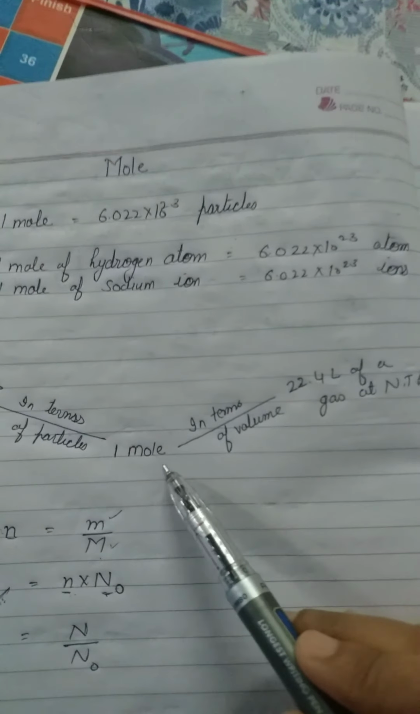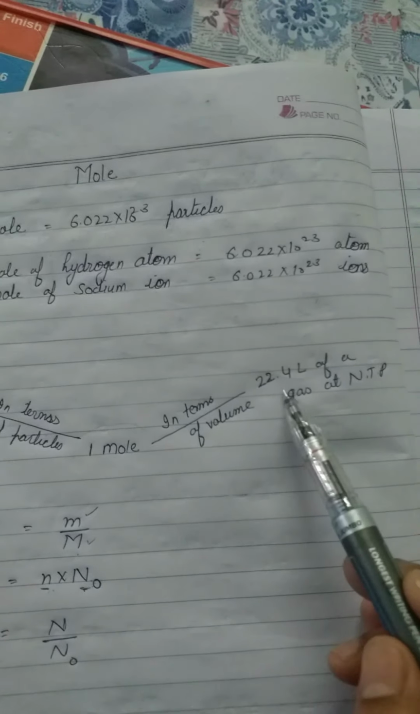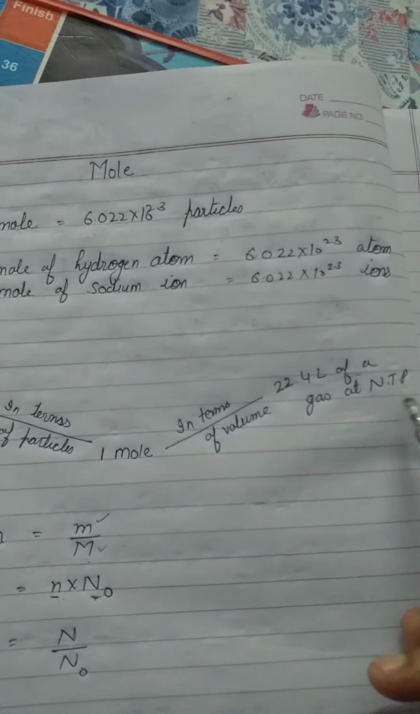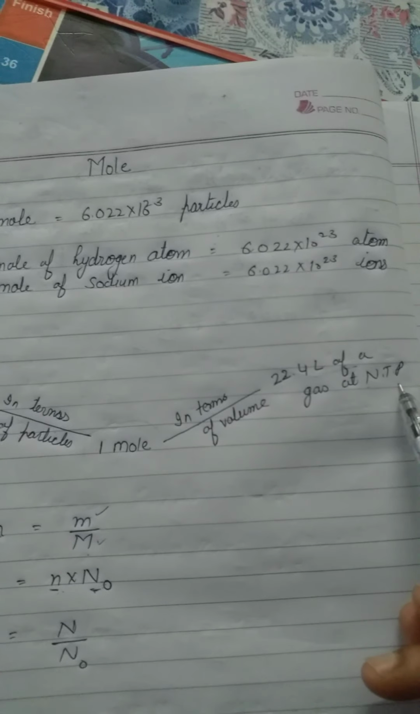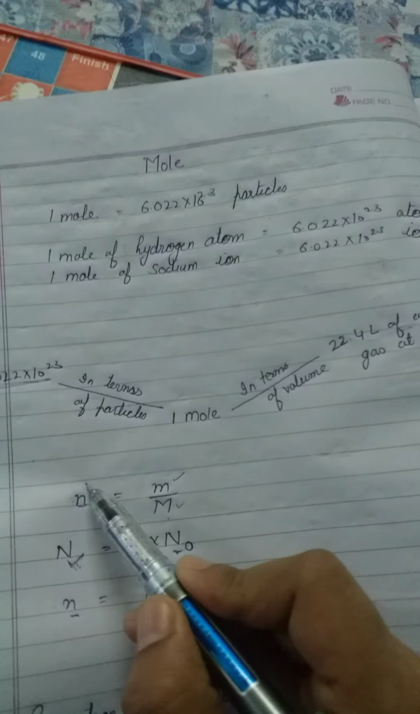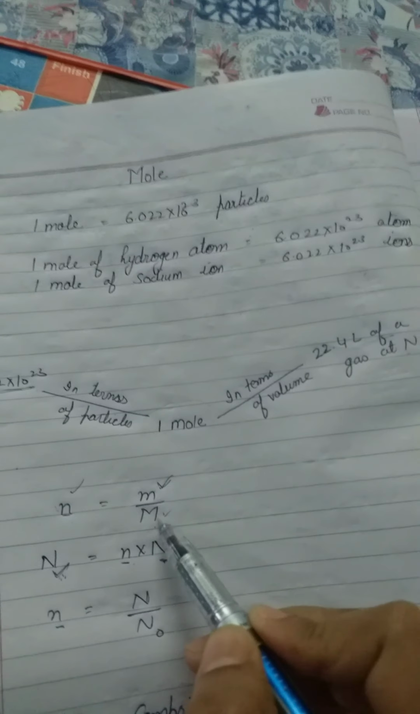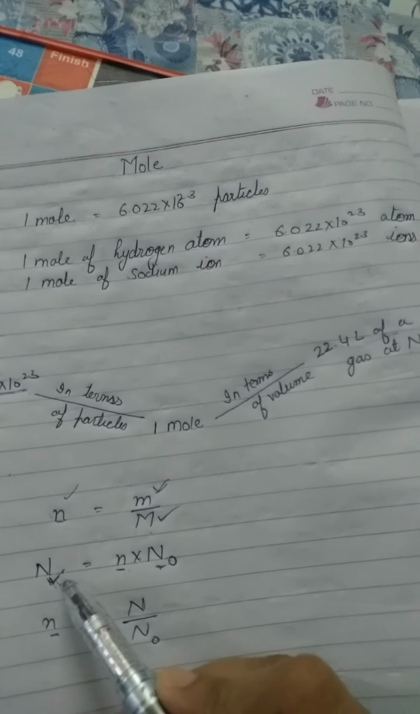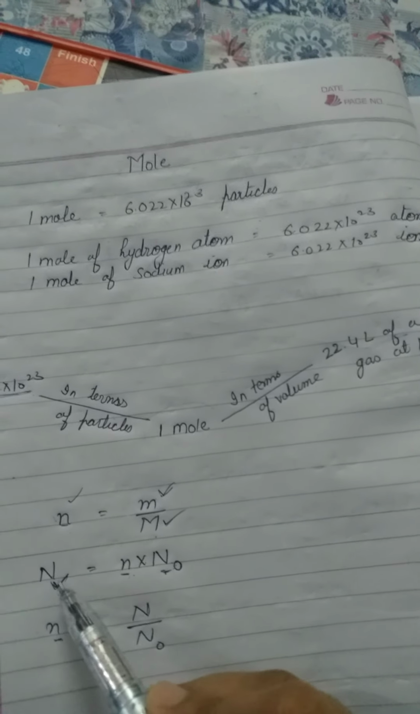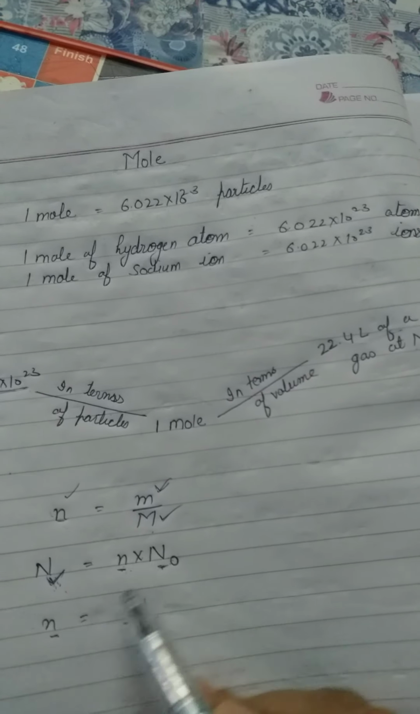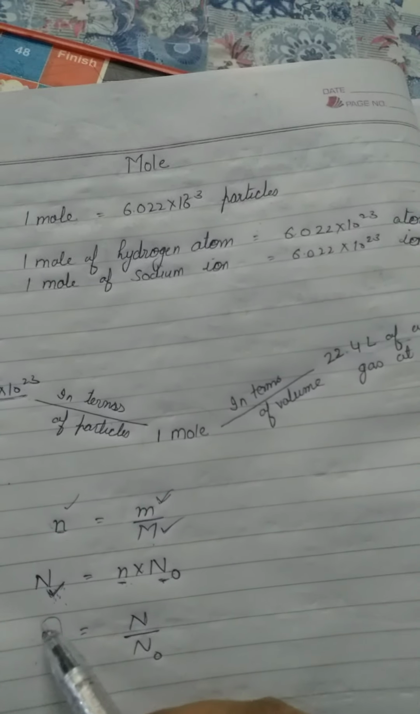Now 1 mole of a substance will occupy 22.4 liter of gas at normal temperature and pressure. And in order to find out the number of moles, we have the formula: given mass upon molar mass. And capital N is for number of particles, and it comes out with the formula: number of moles into Avogadro's number. And from this formula as well, we can find out the number of moles.